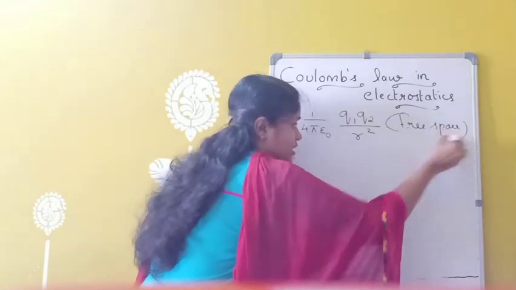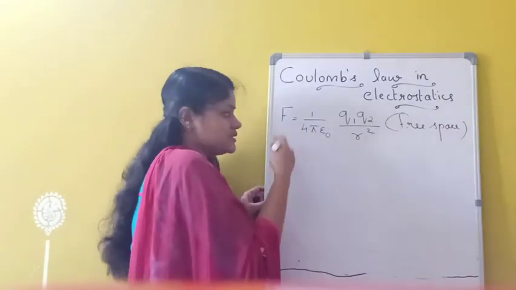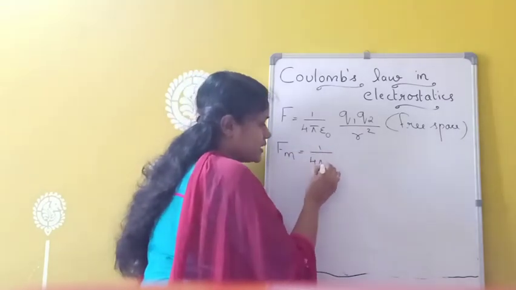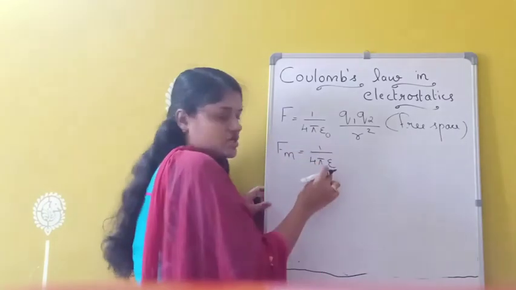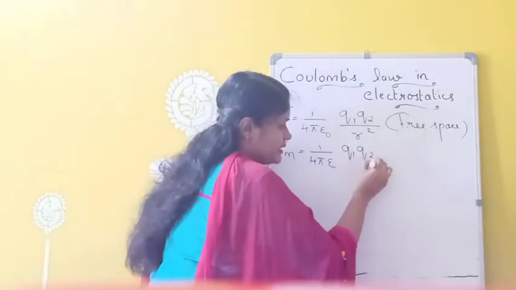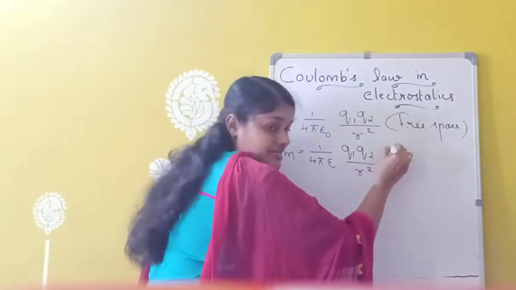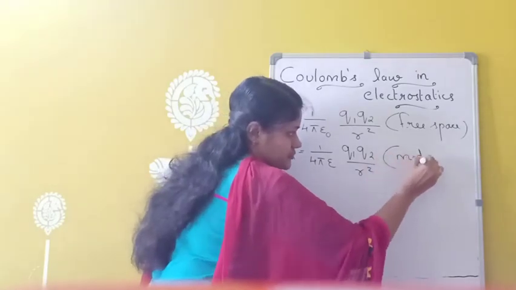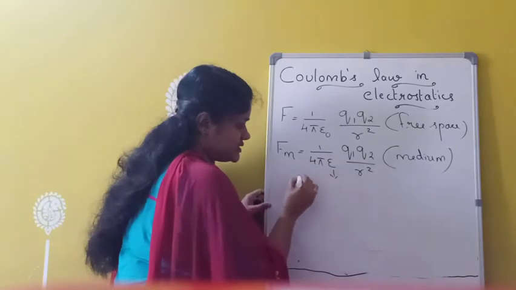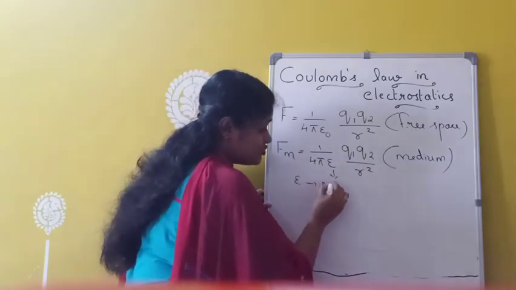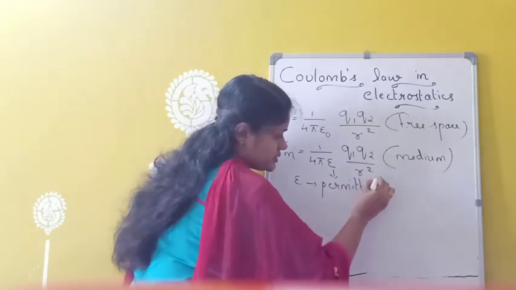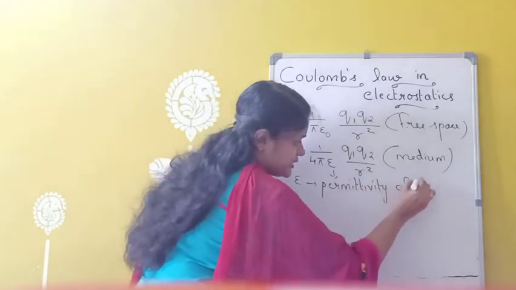So this is the formula for force in free space. Suppose in any other medium, we can write it as 1 by 4 pi epsilon, instead of epsilon 0, I am writing epsilon, into Q1 Q2 divided by R square. This is in any medium. And here epsilon is called the permittivity of the medium.